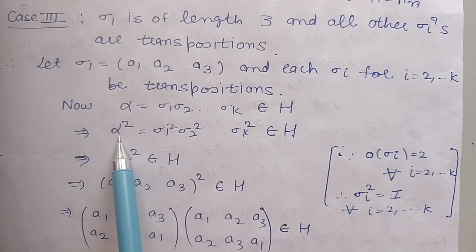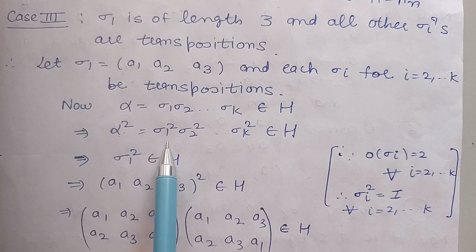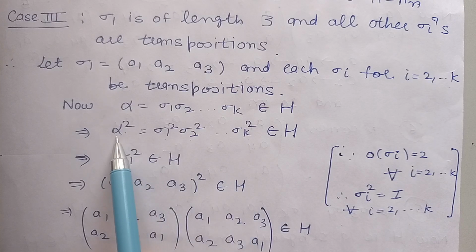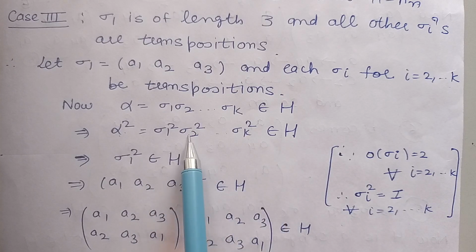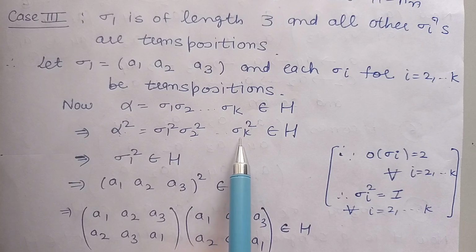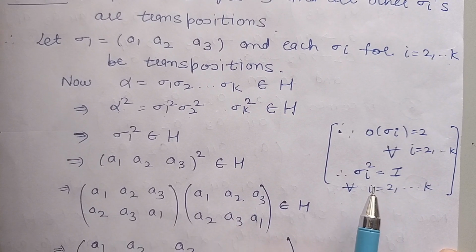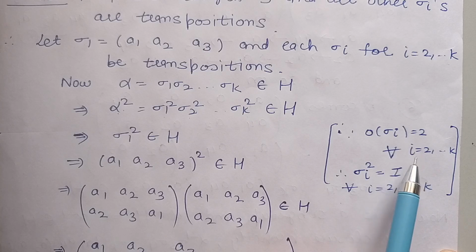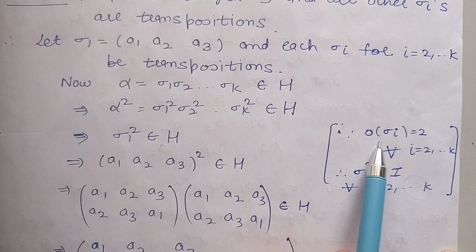Let us find alpha square. That will be sigma 1 square, sigma 2 square, sigma 3 square up to sigma k square. Alpha square belongs to H. Now because sigma 2, sigma 3, sigma 4 up to sigma k are transpositions, meaning cycles of length 2, the order of each sigma i, for i varying from 2 to k, is 2. So by definition of order, sigma i square will be identity.